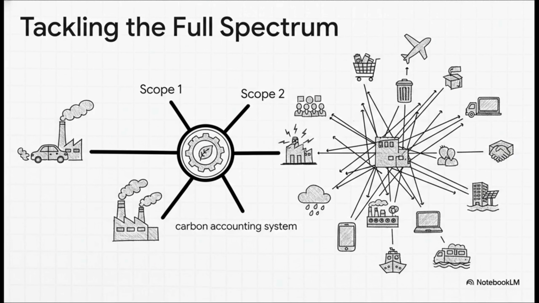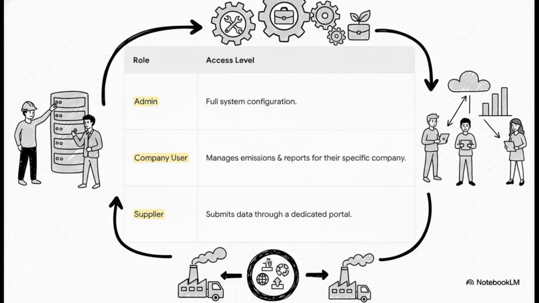But a really powerful system has to handle the whole shebang. We're talking about all the different kinds of Scope 1 sources, the specific details of Scope 2 energy purchases, and yes, all 15 distinct categories of Scope 3, from the goods you buy to business travel and even your employees' daily commute. And look, this isn't a one-person job, right? A system like this has to be built for teamwork. You've got different roles for admins who set things up, company users who manage their own corner of the world, and even a special portal for suppliers to upload their data directly. It streamlines everything. But what if you could automate it even more?